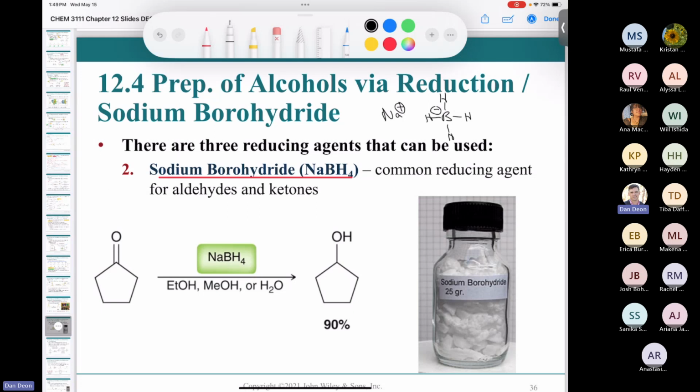And what's cool about this reaction is that you can do the reaction in 3 different solvents, either ethanol, methanol, or water. Okay, so any one of those solvents will work for the reduction using sodium borohydride.